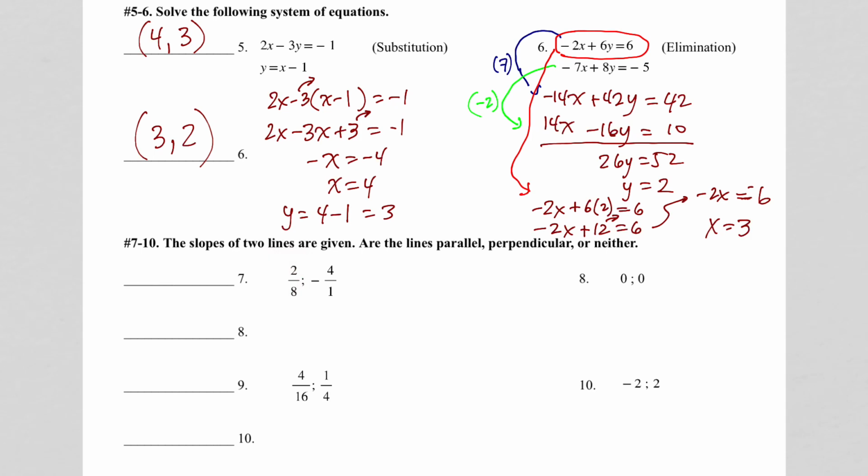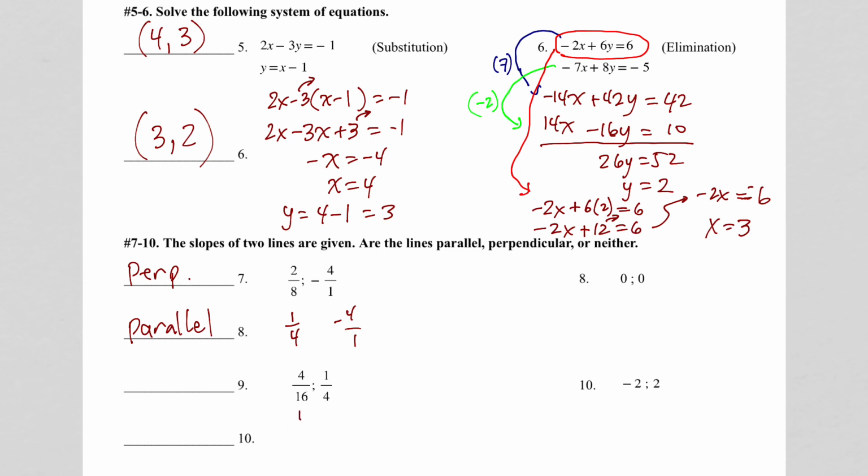This reduces to 1/4. And this is negative 4 over 1. They're opposites because one is positive and one is negative, and they're reciprocals. Opposite reciprocals are perpendicular. These are the exact same. When you have the exact same slope, these are parallel.